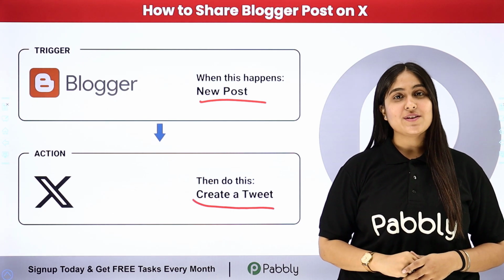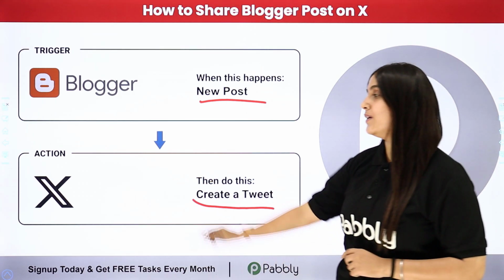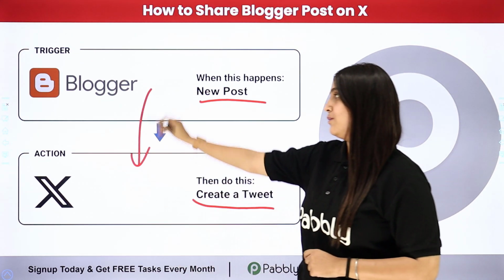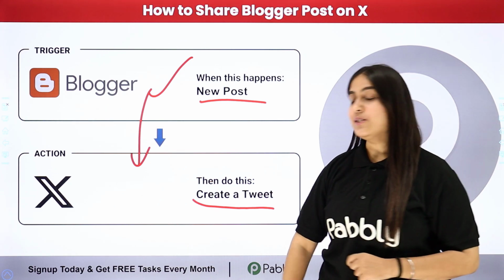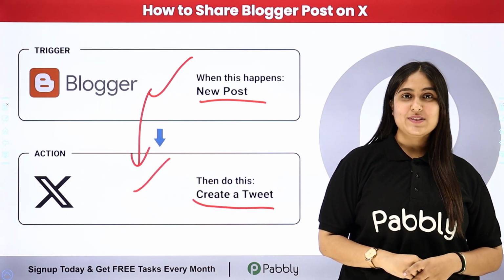So to automate this process we will use an automation software named Pabbly Connect, in which we need to connect a trigger and an action. In this process, the trigger application will be blogger and the action application will be X. So to learn this process step by step, let me take you to my screen.